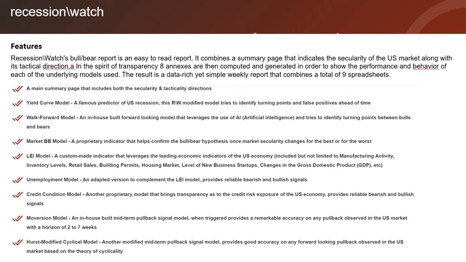The LEI model, the leading economic indicator model, is a custom-made indicator that leverages the leading economic indicators of the U.S. economy, including but not limited to manufacturing activity, retail sales, GDP, housing market, and so on. We then have the unemployment model, which is an adapted version to complement the LEI model, which really helps provide a more reliable bearish and bullish signal.